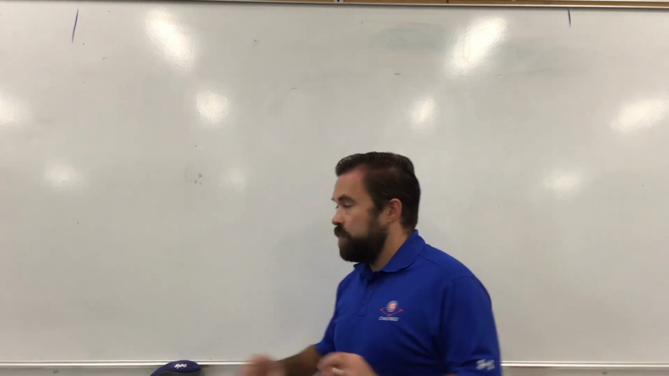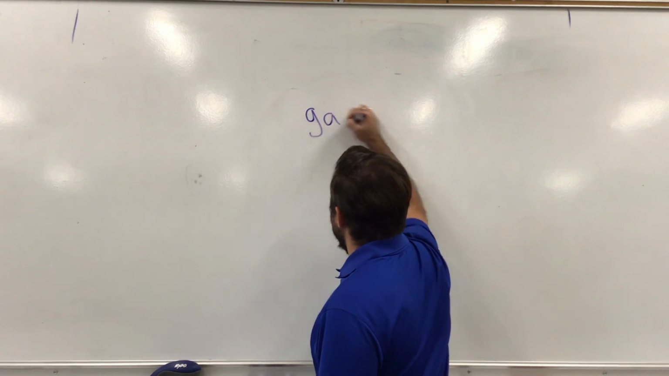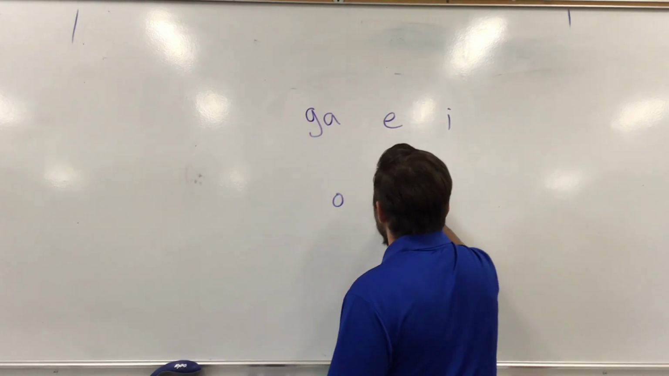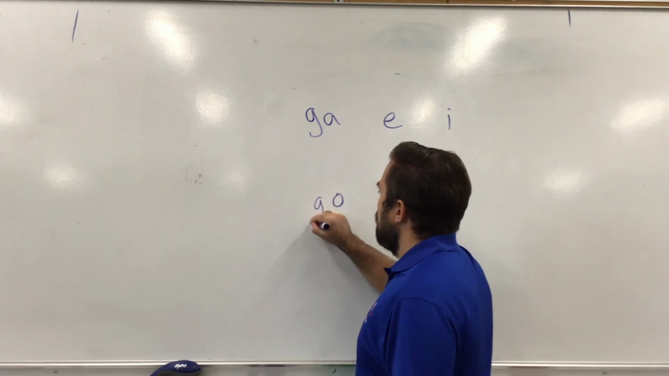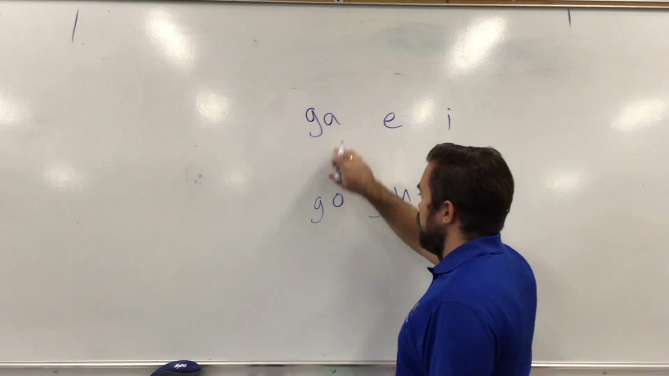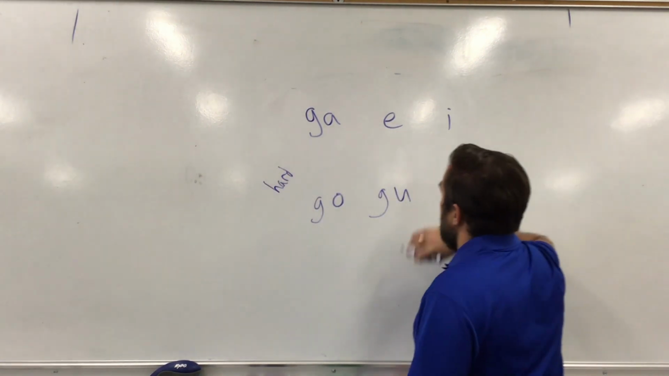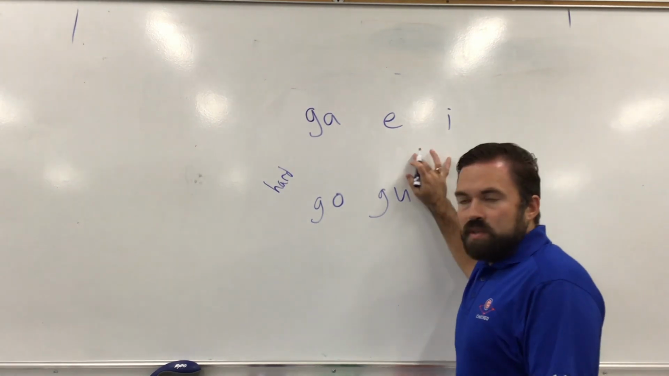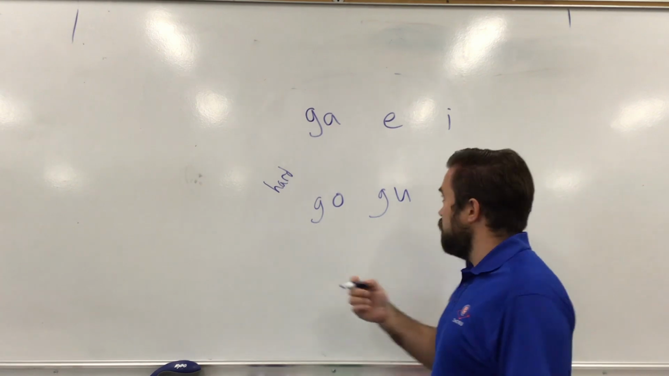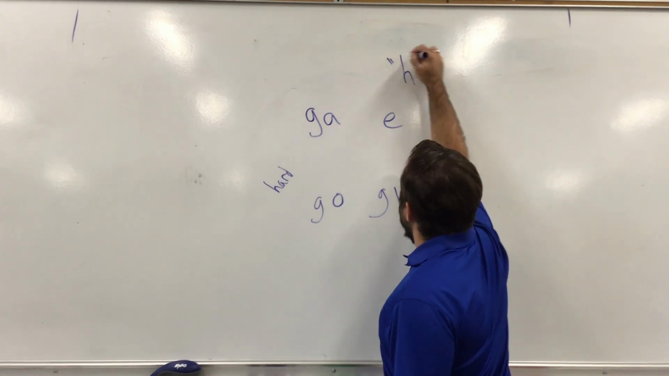Okay, so let's talk about the G in Spanish. In Spanish, let's start with our vowels again. Ga, or a, e, i, o, u. Ga, go, and gu. So just like with the C, it's hard with a, o, and u. These are hard. But with e and i, just like with the C, it's going to become soft. It's not a j sound like in general, like in English, but it's an h sound. Okay, it's an h sound.